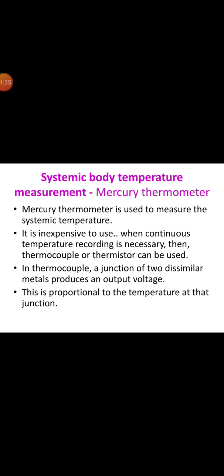Usually a mercury thermometer will be used to measure the systemic temperature. It is inexpensive too, but when continuous temperature recording is necessary, this mercury thermometer cannot be used. In that case, we can use a thermocouple or thermistor. In a thermocouple, a junction of two dissimilar metals produces an output voltage, and this is proportional to the temperature at that junction.